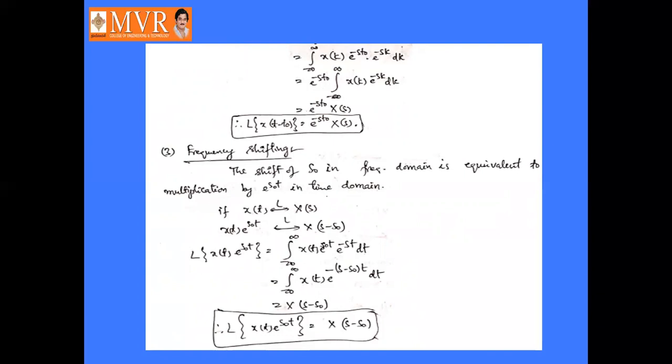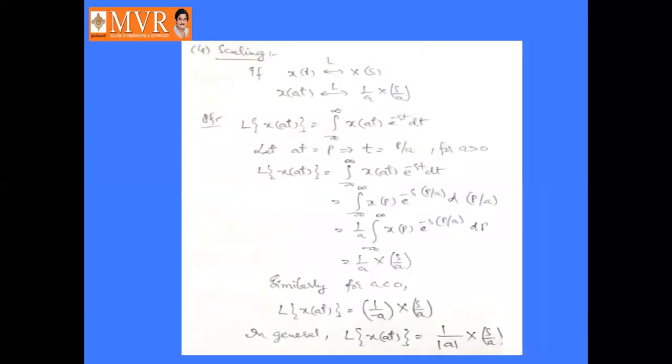So the Laplace transform of x(t) e^(s0 t) is equal to the integral from minus infinity to infinity of x(t) e^(s0 t) e^(-st) dt, right? So it is equal to the integral of x(t) e^(-(s - s0) t) dt. This is nothing but X(s - s0).